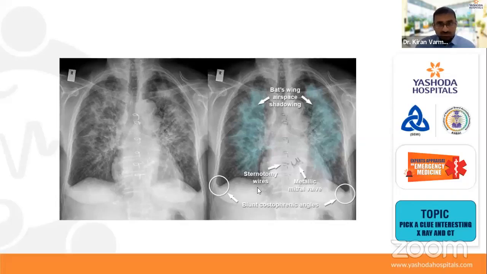Here, this is the picture of the batwing sign. It is located in the center and perihilar. It gives the picture of the batwing sign. So when it comes to phantom tumor, it is not a tumor, again it's due to pulmonary edema, because fluid will be located at certain areas like fissures and so on. It appears as a tumor. That's why it is called phantom tumor.